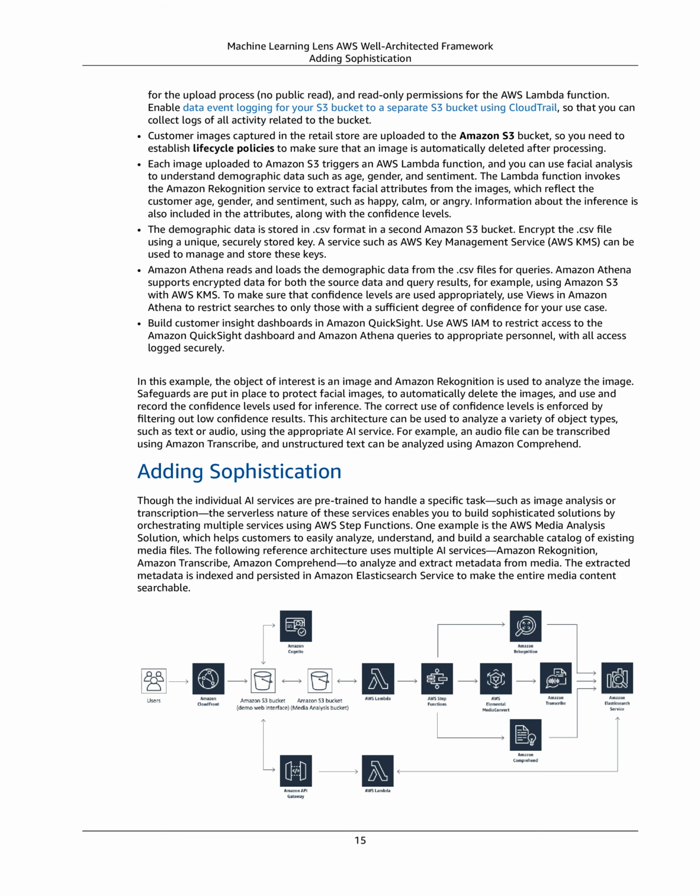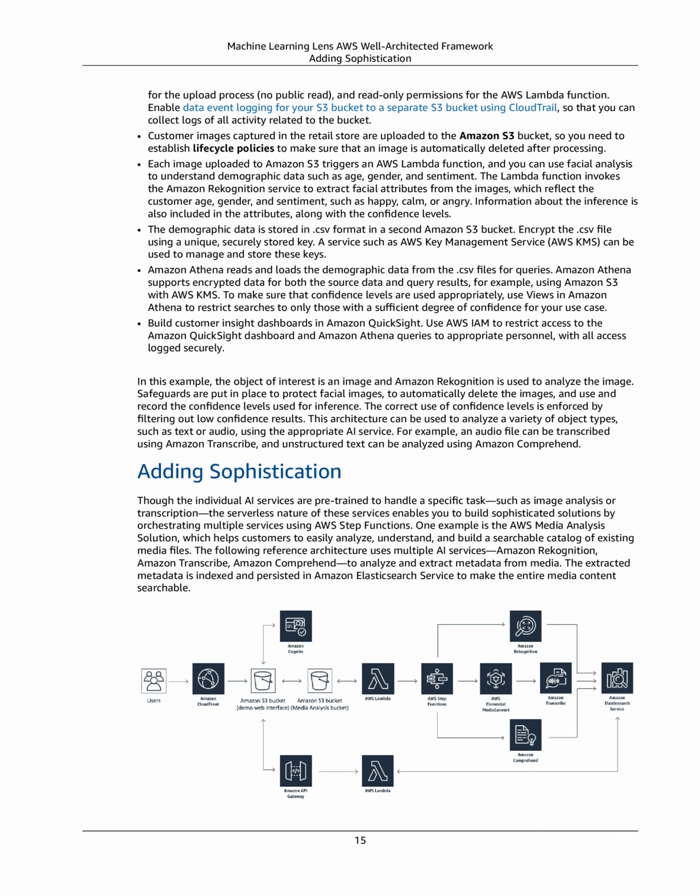Customer images captured in the retail store are uploaded to the Amazon S3 bucket, so you need to establish lifecycle policies to make sure that an image is automatically deleted after processing. Each image uploaded to Amazon S3 triggers an AWS Lambda function, and you can use facial analysis to understand demographic data such as age, gender, and sentiment. The Lambda function invokes the Amazon Rekognition service to extract facial attributes from the images, which reflect the customer age, gender, and sentiment, such as happy, calm, or angry. Information about the inference is also included in the attributes, along with the confidence levels.